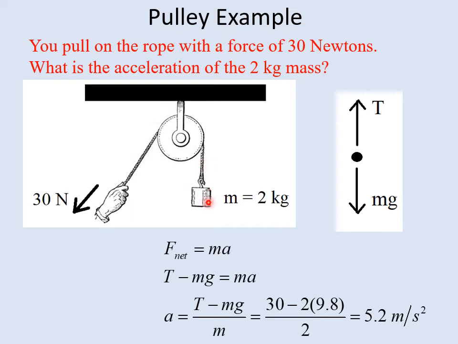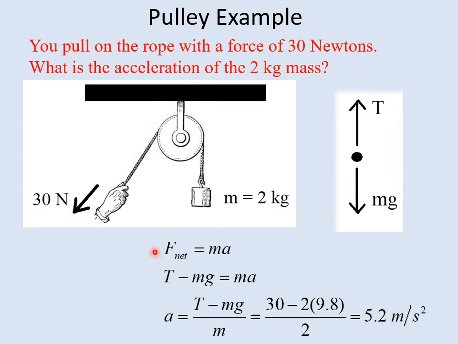So the best thing to do here is start with a free body diagram, as always. So let's draw a free body diagram just for this mass right here, the 2 kilogram mass. So that's represented by the dot right here. Now, what does the mass feel? Well, the mass, of course, has weight, mg, pointing down, and then the mass has tension. It feels the tension force pulling it upwards. So these are the two forces. So the question is, how much is this tension force? Well, the tension, remember, is the same everywhere along the rope, and it's equal to the force that's applied to it over here. So the tension is equal to 30 newtons.